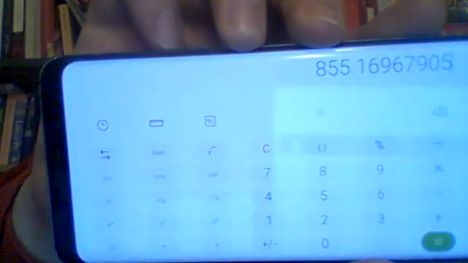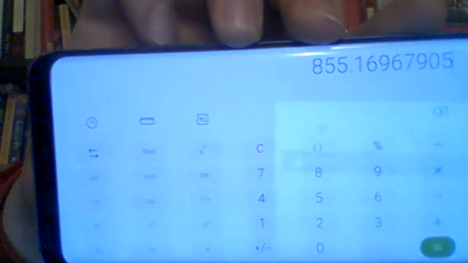1.05 to the 11th equals 1.71 and a bunch of decimals. And I'm going to multiply that by 500. And it ends up being 855.17. So that $500 becomes $855.